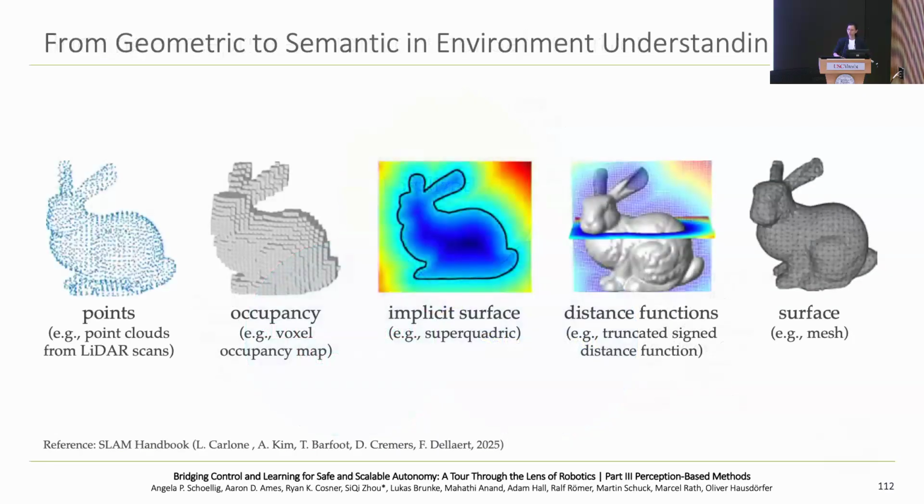If we look at the ways to represent the environment, just for geometry, there are different ways of capturing where the objects are. Typical ones include point clouds or occupancy maps, or there are also implicit methods such as superquadrics, truncated signed distance functions, or explicit methods such as meshes. All of those are just different ways to represent where the physical boundaries are.